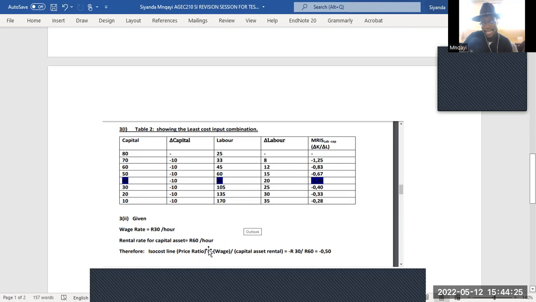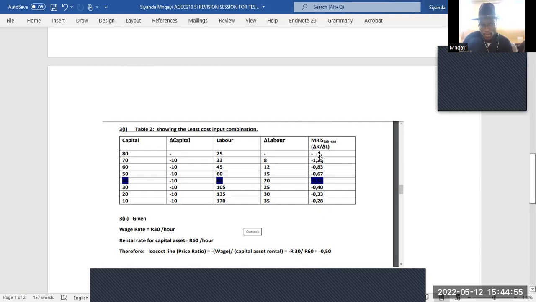There is always a negative. It means negative wage over capital asset rental. So in this case, you remember that you are given your 30 rand, so you say 30 rand over 60 rand. So this gave us negative 0.50.